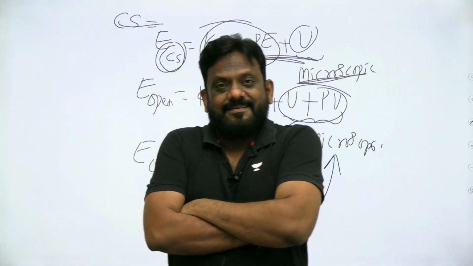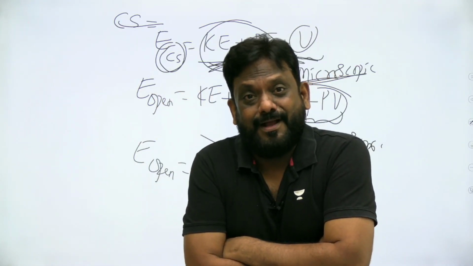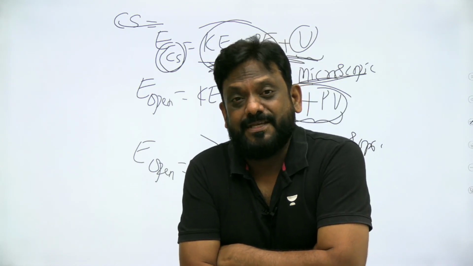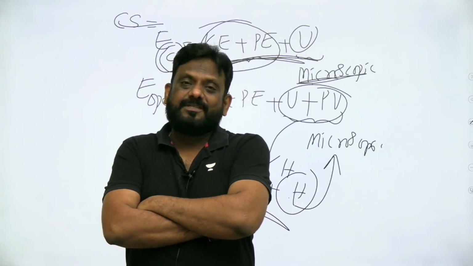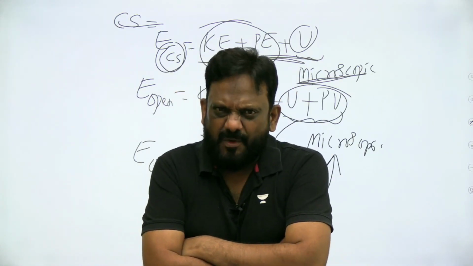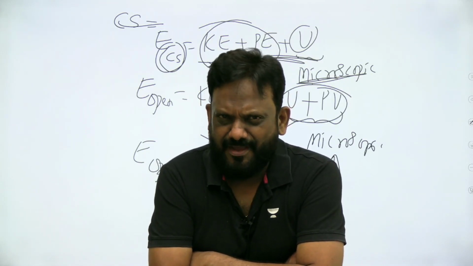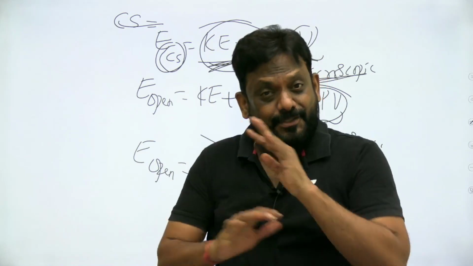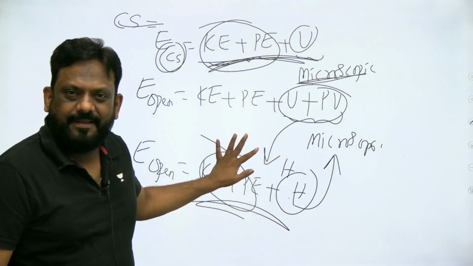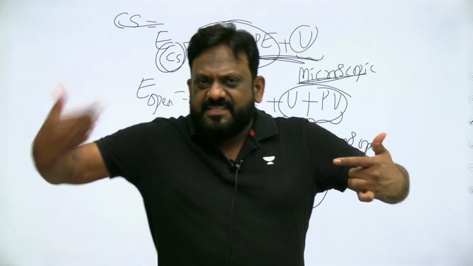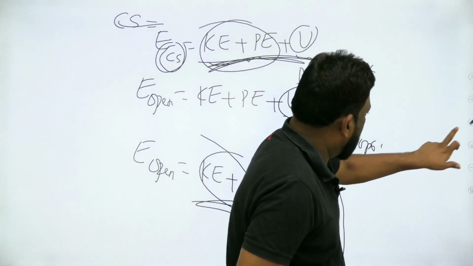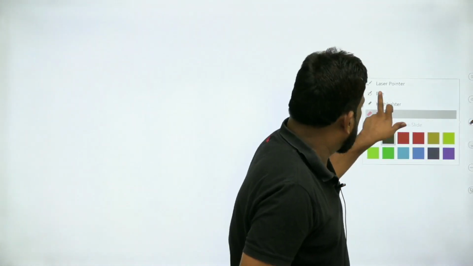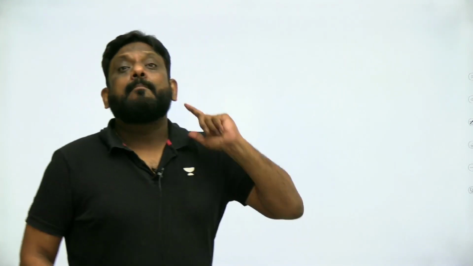Now the question arises: for convenience you have defined U plus PV as enthalpy, and said it is the microscopic form of energy of an open system. Is enthalpy defined only for an open system? Dear students, this is the definition of enthalpy, U plus PV, mathematically and physically. Physically, it should be highlighted: enthalpy is the microscopic form of energy of a flowing fluid or open system.